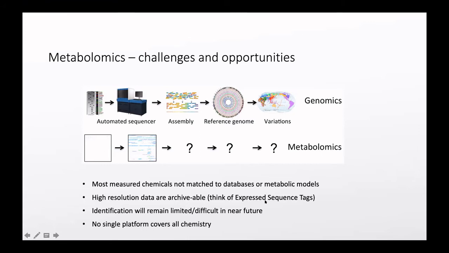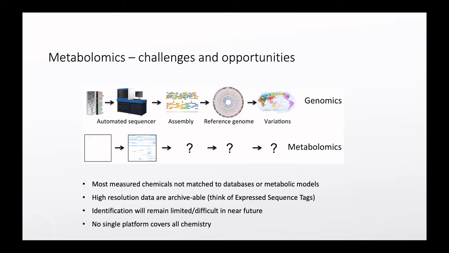You can actually put them in an archive. So this is really like expressed sequence tags in the early days of genomics. I would say that identification and annotation will remain difficult in the near future. So this is important, I'm going to come back to this later. And no single platform can cover different kinds of chemistry. So a lot of challenges, but this also means there is a lot of opportunities. It's a wide open frontier right now.